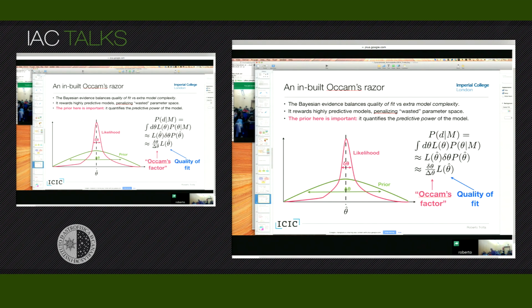Then there is a second term, which is the ratio of the width of the likelihood to the width of the prior. This term is typically smaller than 1, since the likelihood is going to be sharper than the prior, and it quantifies Occam's factor. It penalizes models that have a wide prior, for which capital delta theta is large. Therefore, there is a large wasted parameter space that the model allows but that the data do not require. So in that sense, model comparison favors the best model, the one that best balances quality of fit, this term here, versus extra model complexity, this term there.